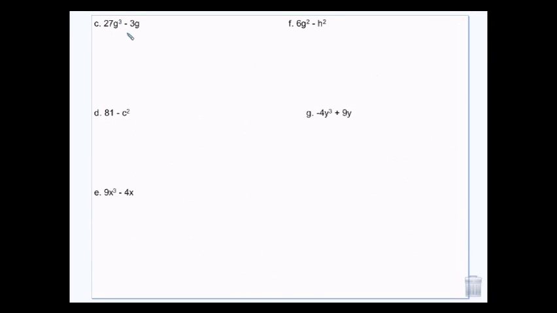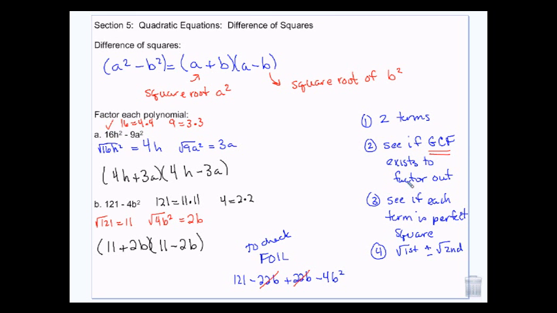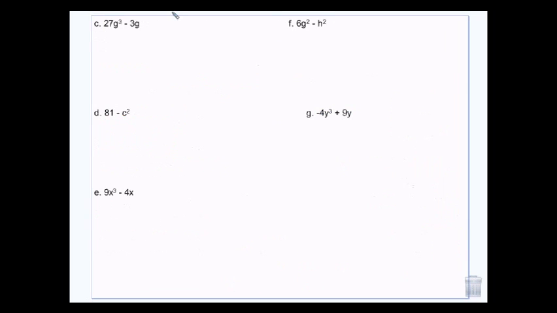27g to the third and 3g. These are not perfect squares, but remember our first step is to see if there's a GCF. If I look at this, these will both divide by 3 and g. So if I take a 3g out, 27 divided by 3 is 9. There were 3 g's. I took one away, so there's 2 left. And if I take 3g away from 3g, it leaves me a 1.